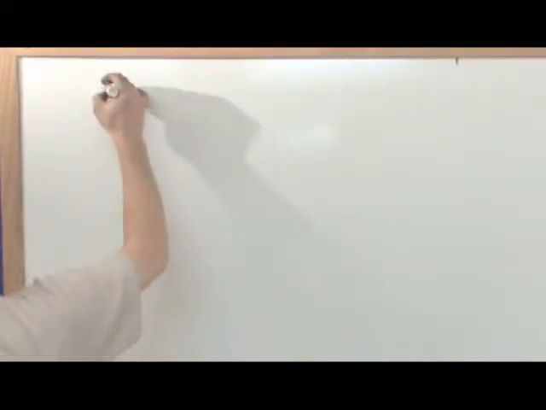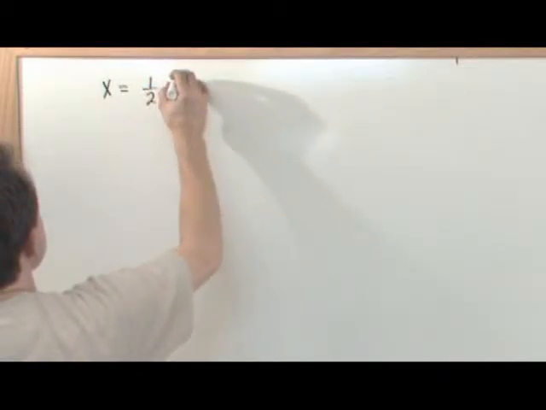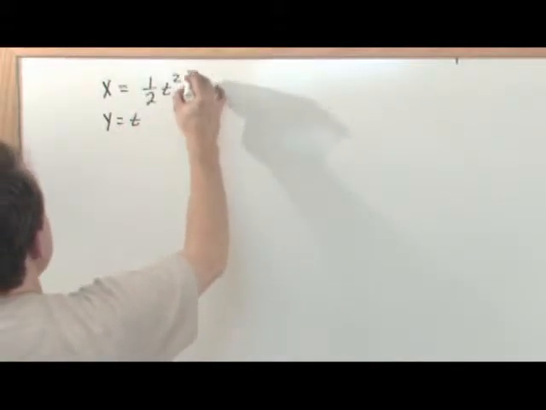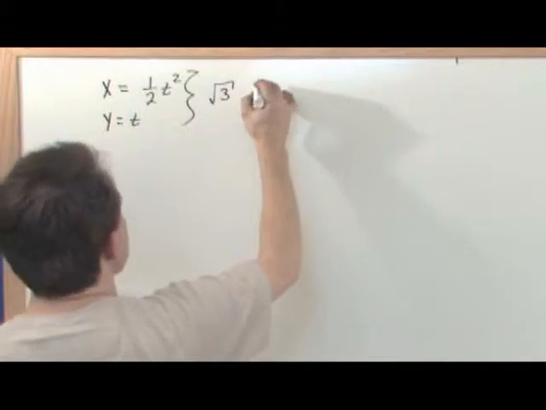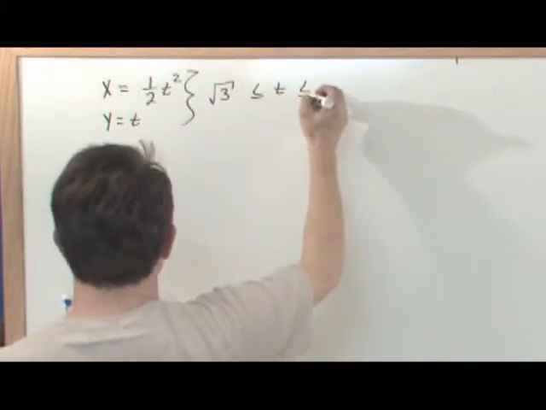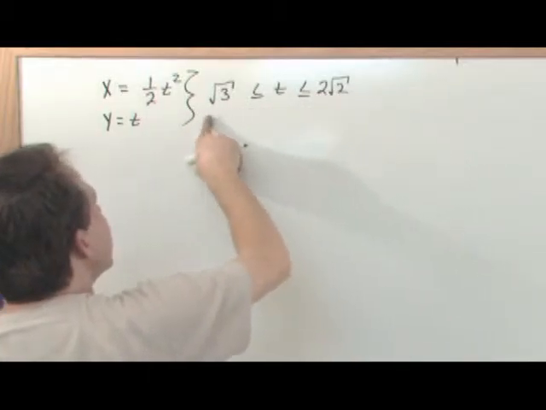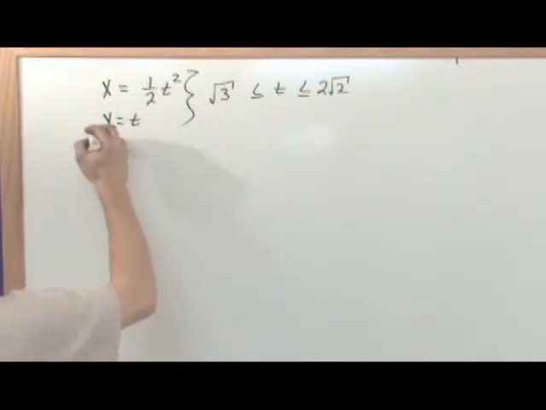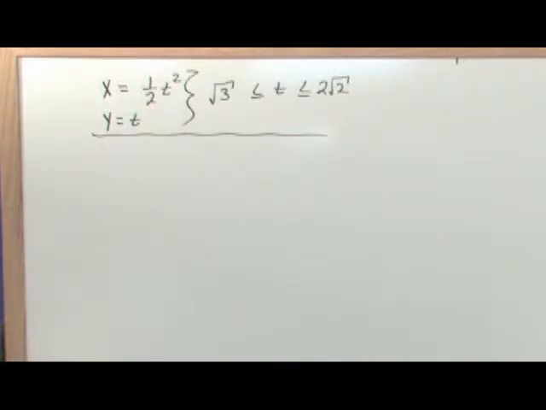Okay, so the first problem is going to be x is equal to 1/2 t squared, and y is going to be equal to t, and the parameter t is only going to vary from square root of 3 all the way up to 2 times the square root of 2. So it's some wacky limits, but that's the way they are. This is my function defined in terms of parametric equations because t is my parameter, time basically.